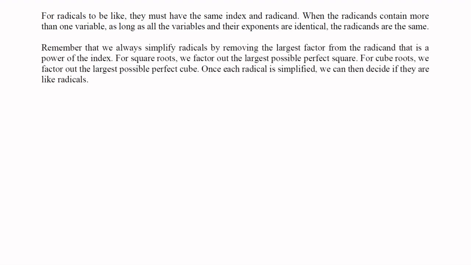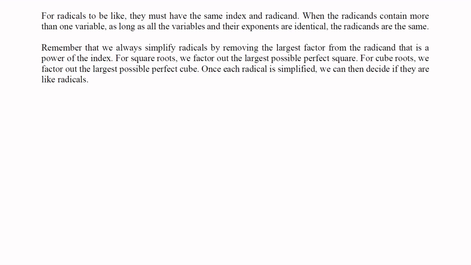For radicals to be like, they must have the same index and radicand. When radicands contain more than one variable, as long as all the variables and their exponents are identical, the radicands are the same. Very similar to how we did it earlier when we had, say, x squared y. As long as the exponents are the same on the same variables, then we have like terms.